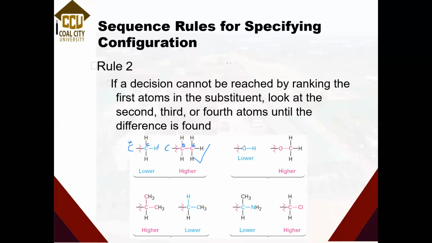If you look at the case of this, we have oxygen directly attached to our chiral center, and oxygen is 8 in the periodic table. This is also oxygen. So we've run into a problem because both of them are oxygen and they have the same atomic number. So we'll move to the next. The next one here is hydrogen, which is 1. The next one here is carbon, which is 6. So again, this is going to be the higher priority.